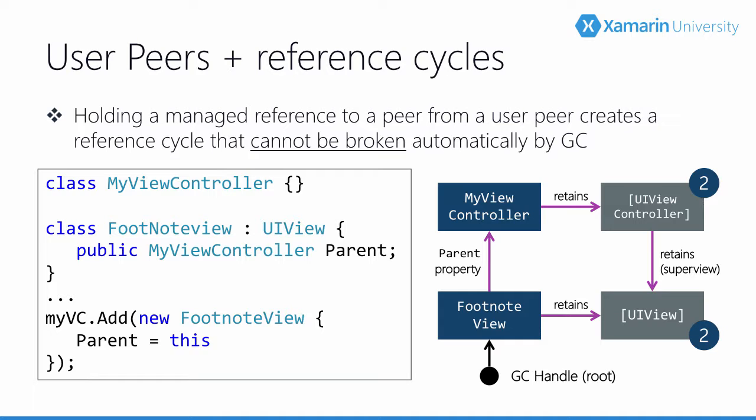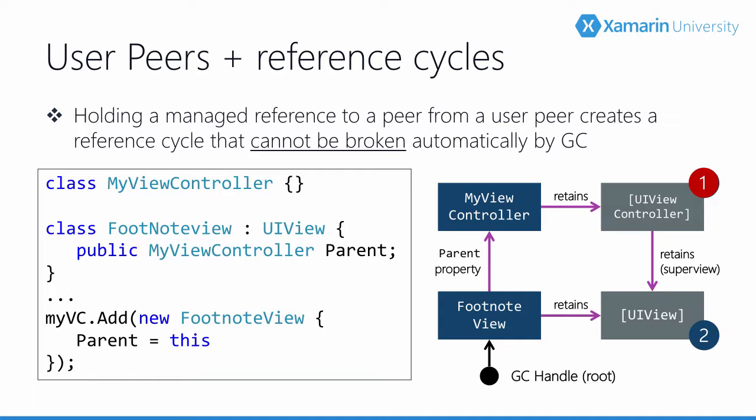But in this particular case, because we're holding a GC handle root to that footnote view, it keeps the entire view graph alive. Now, when we go back to the previous view controller and I hit the back button, iOS will take the view controller off of the navigation stack, which will drop my retain count back to 1. But when the GC runs, the UIView is still going to have a retain count of 2 because it's being retained by the view controller and the GC handle root. And so we cannot collect the view controller because there's a live managed reference, which is rooted by the GC handle. So this whole graph is considered live, even though our user code isn't holding on to it.